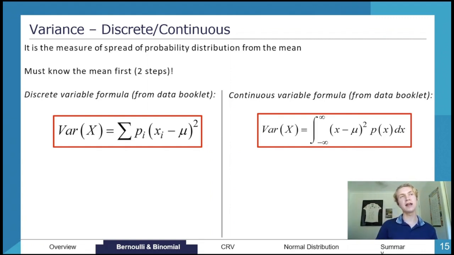Just go, oh, that little nu symbol, that means mean. So what am I going to do? I'm just going to find the mean first using the formula in the data booklet. Another example where clear working out is absolutely fantastic, because you're going to be able to access those marks that are available to you much better. Okay, so the only difference here is that we're integrating. So in general, when we're calculating variance, it's kind of like x times probability, really.